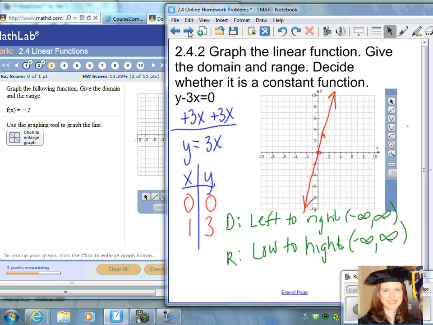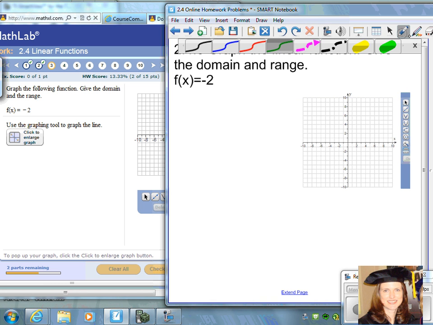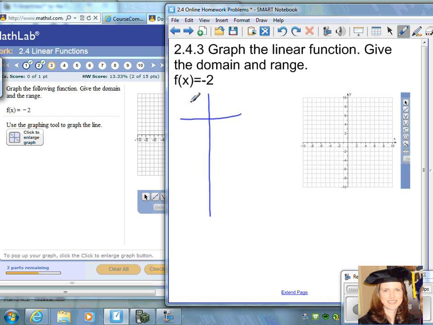Moving on to number 3. Here we're going to graph the function and give the domain and the range. We're going to use the graphing tool to graph the line. Before I start using the tool, I do want to make a table of values and find at least 2 points. And make your x and f of x. And remember, f of x is just the same thing as your y.